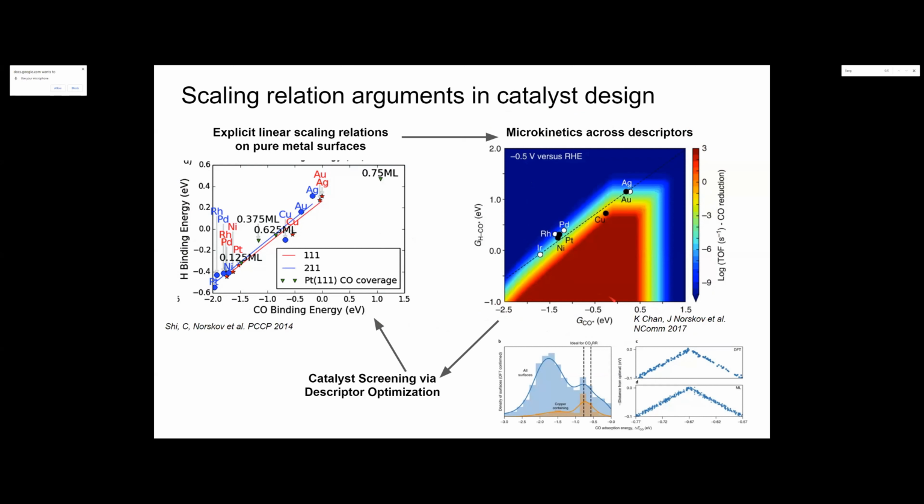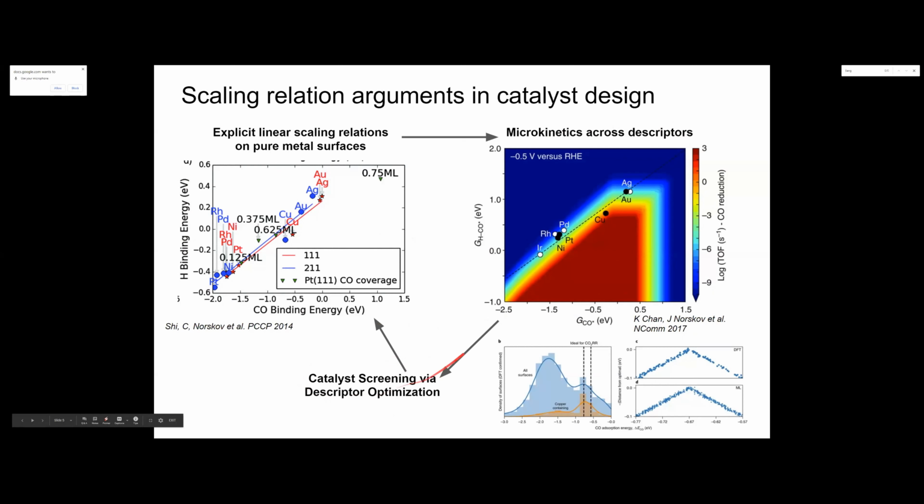So for example, for CO2 reduction, maybe we want a CO binding energy at around minus 0.4 electron volts delta G. And this also says something about maybe the transition state. If we could tune that independently, we would want it to be about 0.7 electron volts for the transition state energy. Once we have those targets, then we can do a large scale screening via optimization.